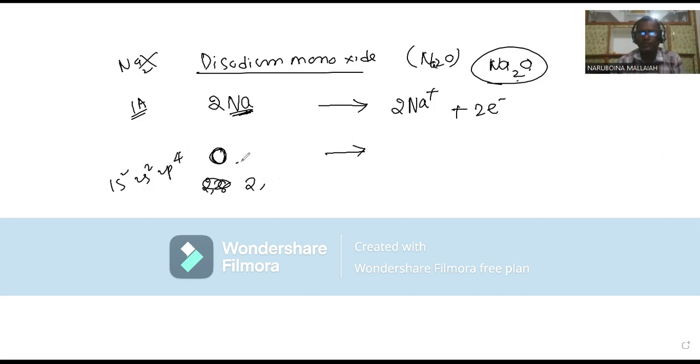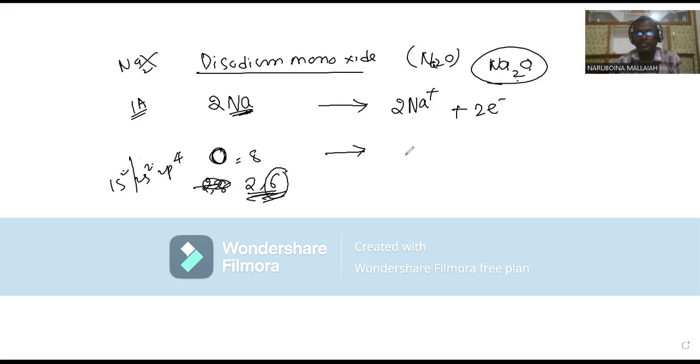Okay, oxygen atomic number is 8. So we must write 2, 6. 2 plus 4, 6. 2, 6 we have to write. Now, in the outermost orbit, we have 6 electrons. That means 2 more electrons are required to complete that octet.